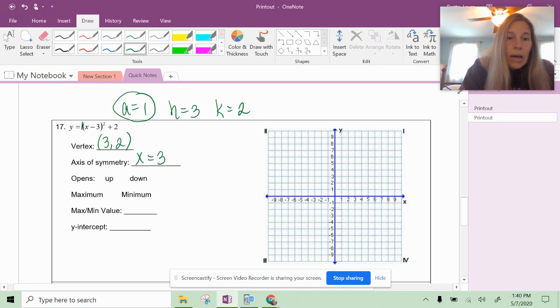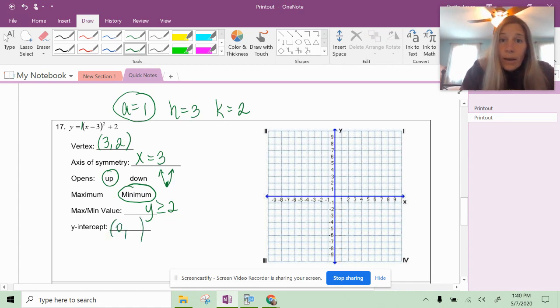Since my a is positive, this is going to open up, and whenever a parabola opens up, the vertex is a minimum. Now in this case, all the y values have to be greater than or equal to 2. And the y-intercept is the point where it crosses the y-axis, which always has an x value of 0. So if you plug that 0 in there, you get negative 3 squared, which is 9, and 9 plus 2 is 11. So now when we go to graph this, I can go 3, 2, which is my vertex.